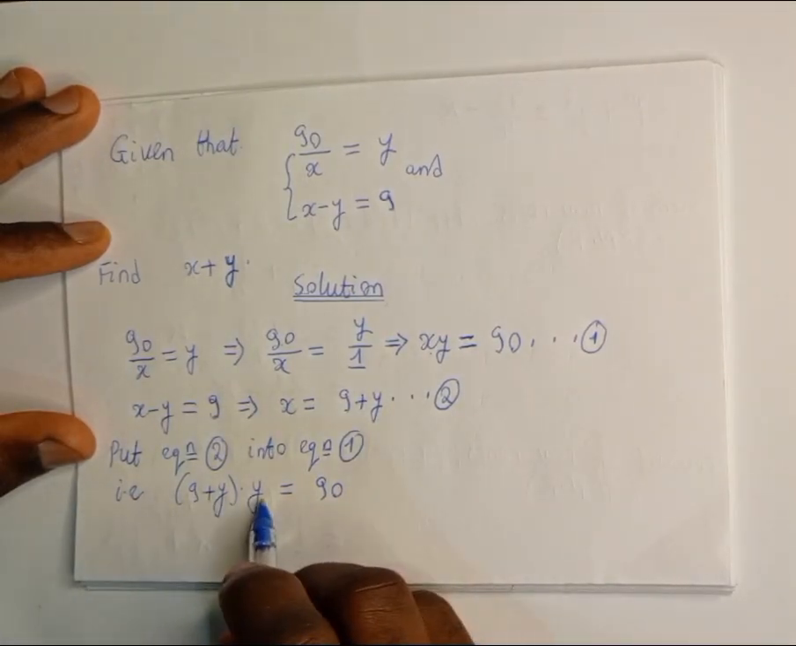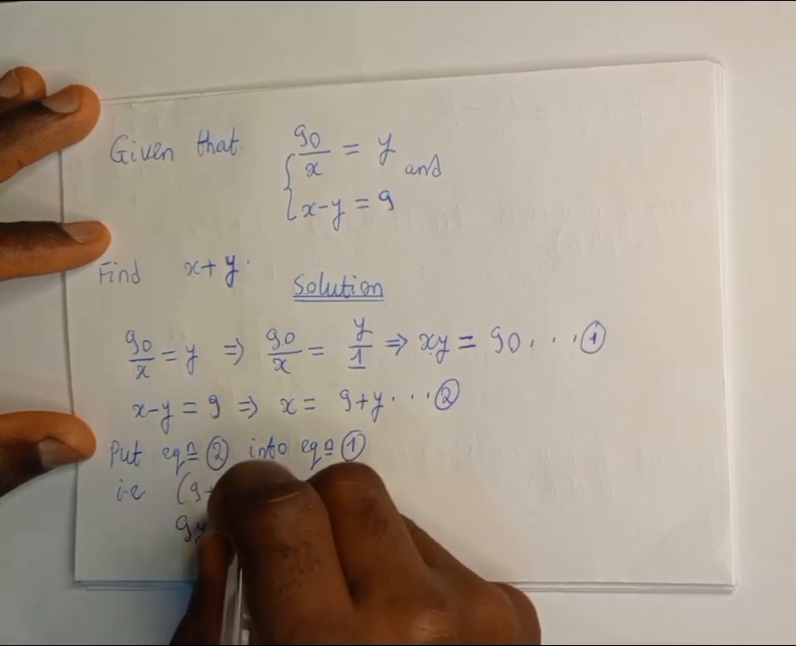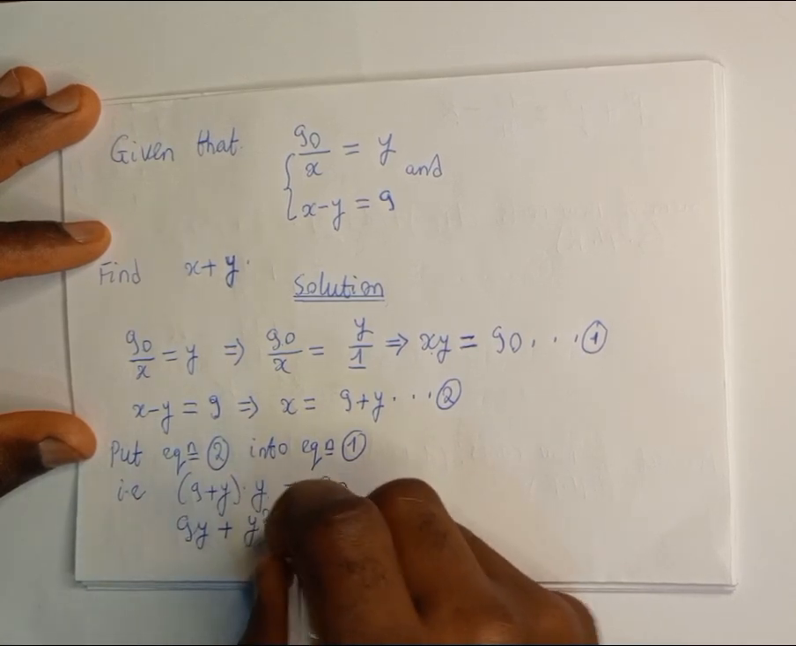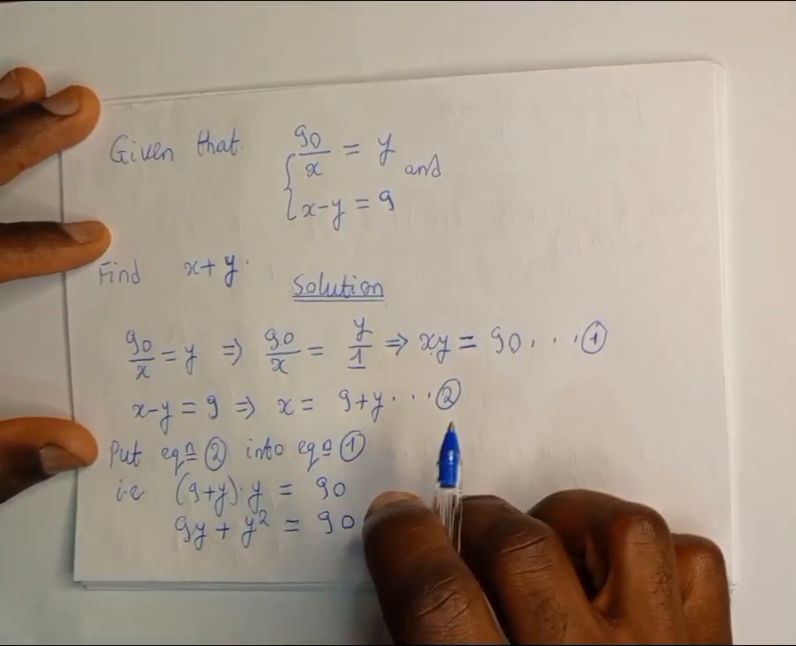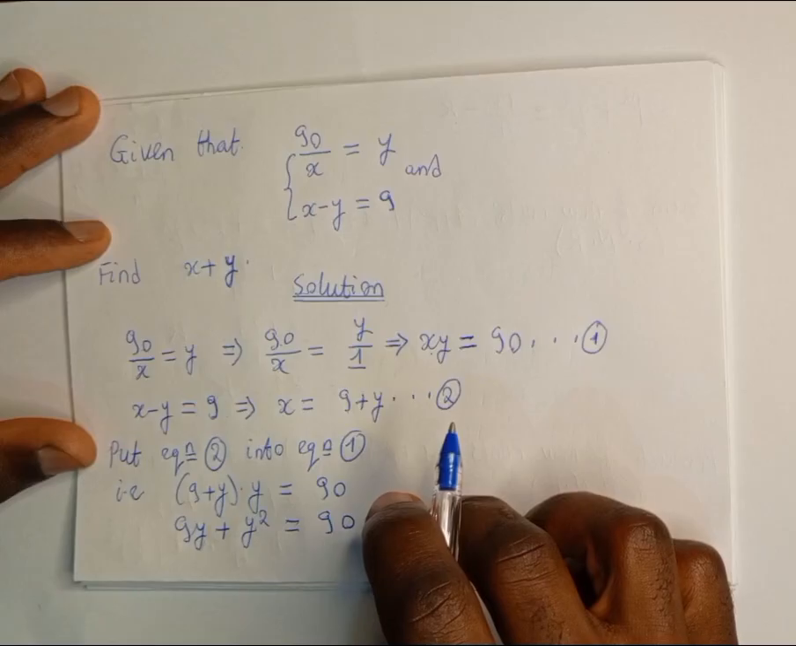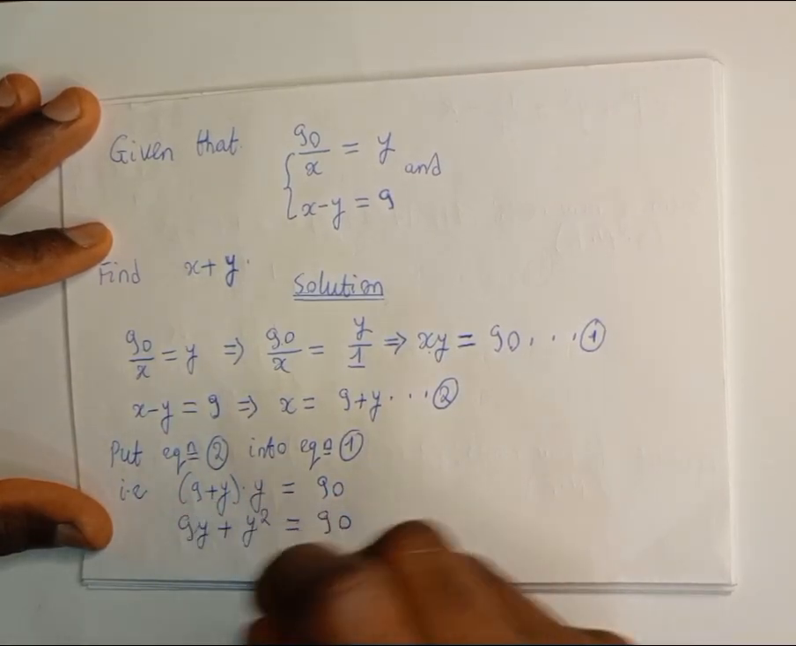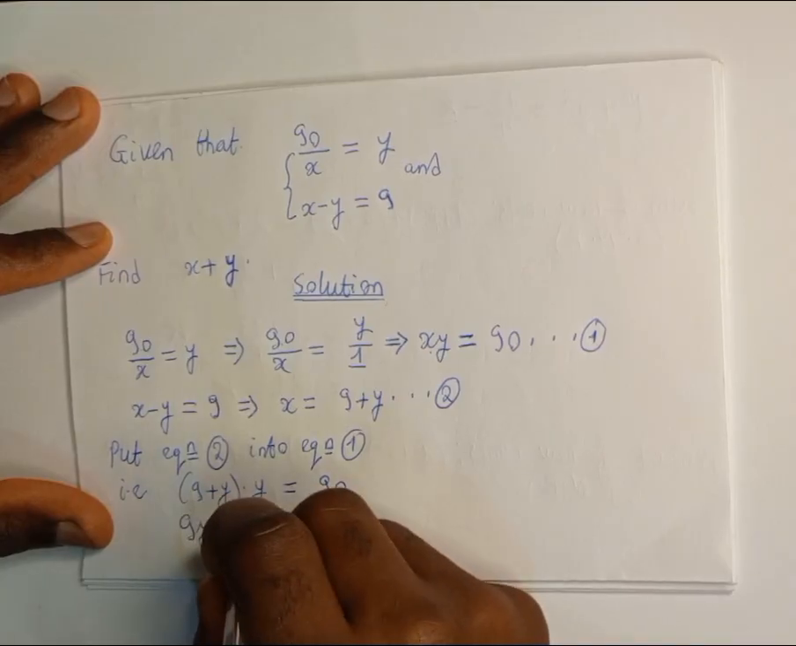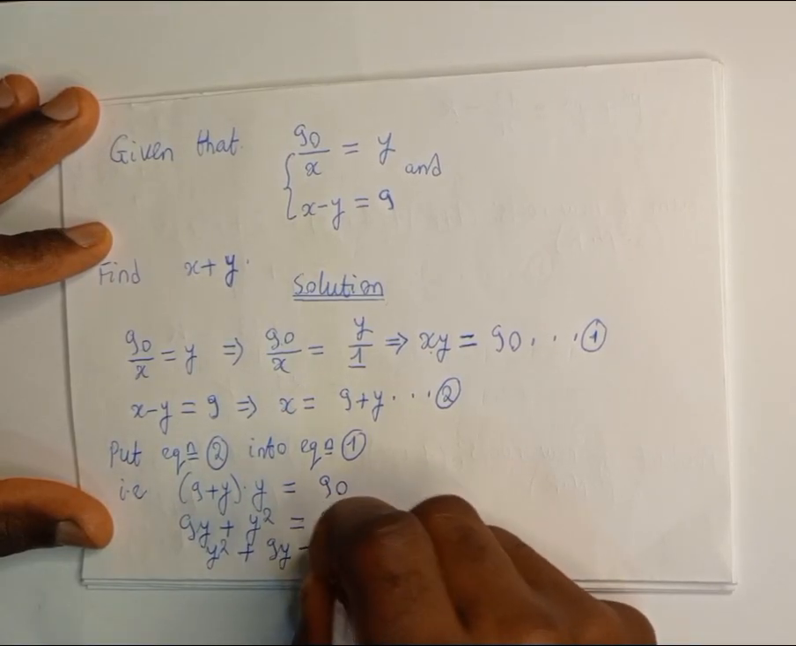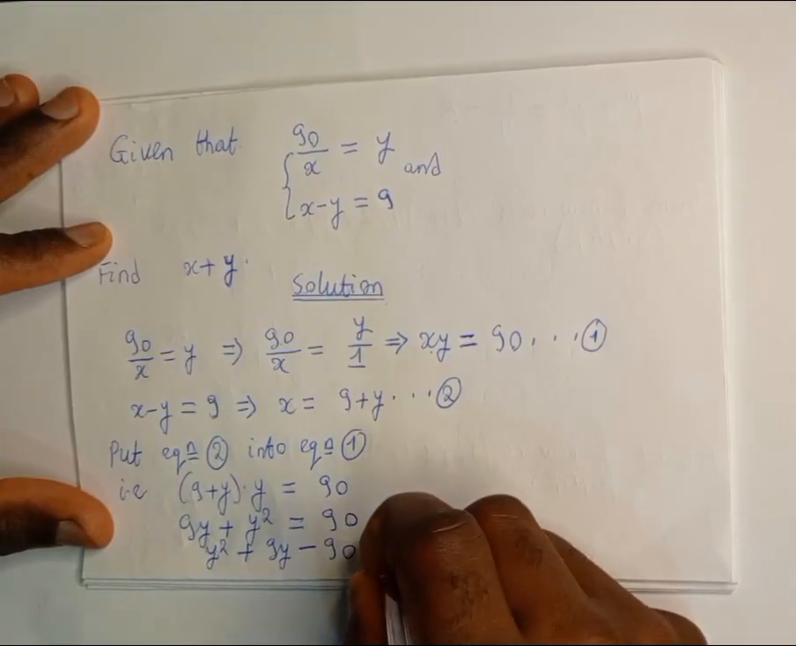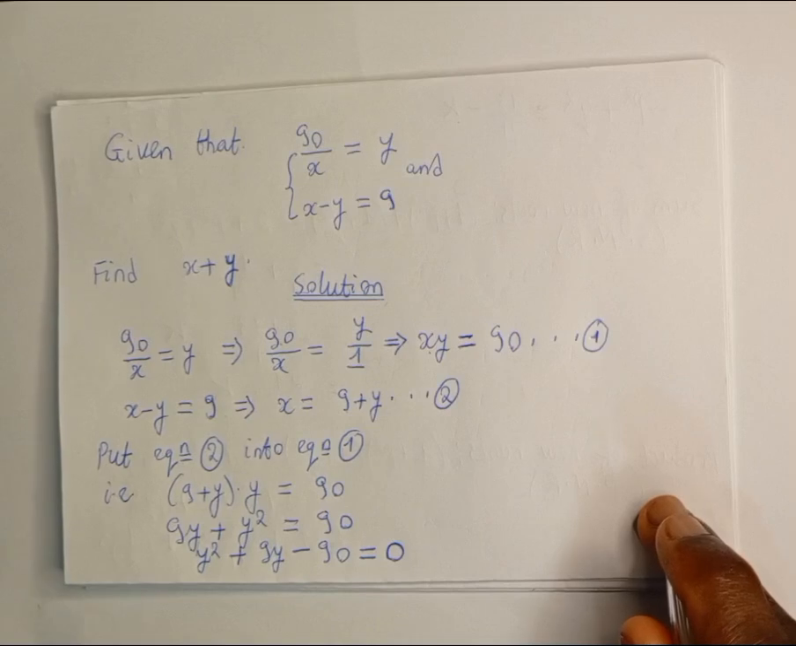Next, we are going to expand this bracket. 9 times y gives us 9y, plus y times y gives us y squared, is equal to 90. Next step, we are going to transfer 90 to the left hand side. This will give us y squared plus 9y minus 90 is equal to 0. And this is a quadratic equation.